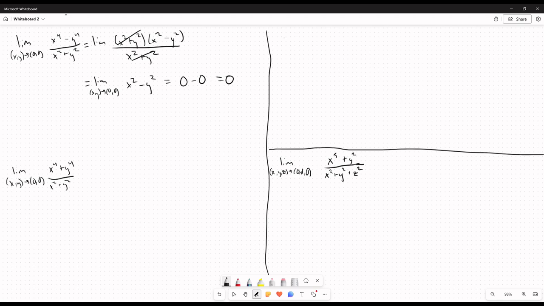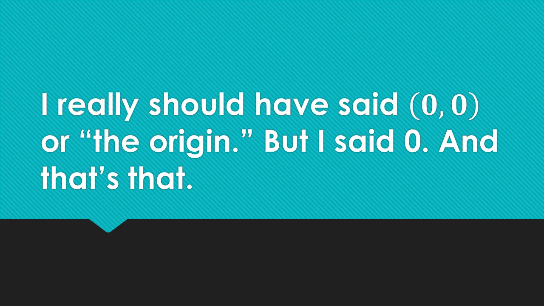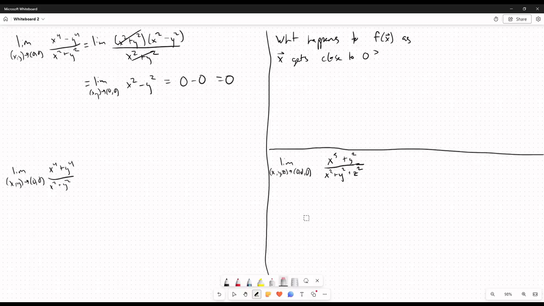When we get to the next problem, we run into the problem that we can't factor. That's a problem. But we do have a tool at our disposal. We're interested in what happens to f of x, and x being a vector, as the vector x gets close to 0. And you know what? I will write it as xy.